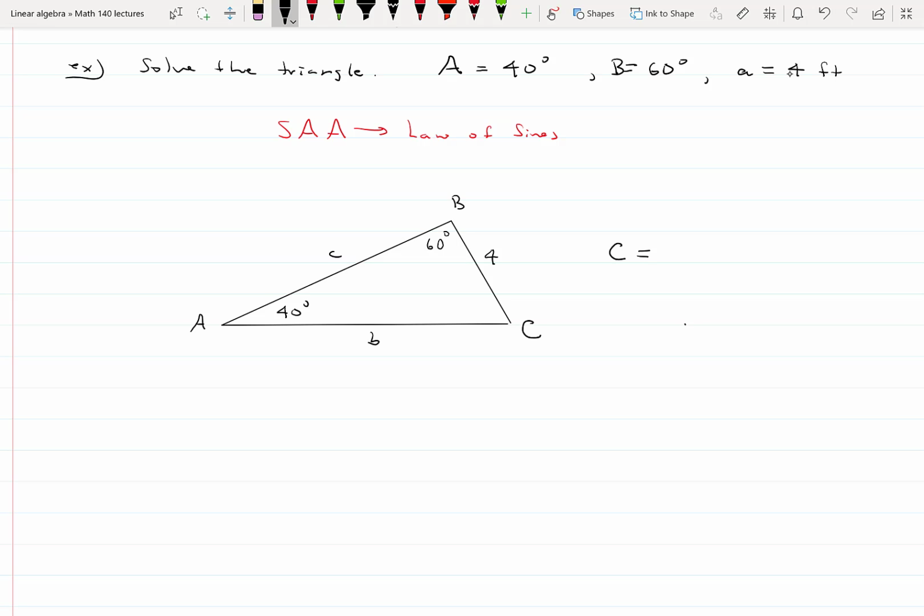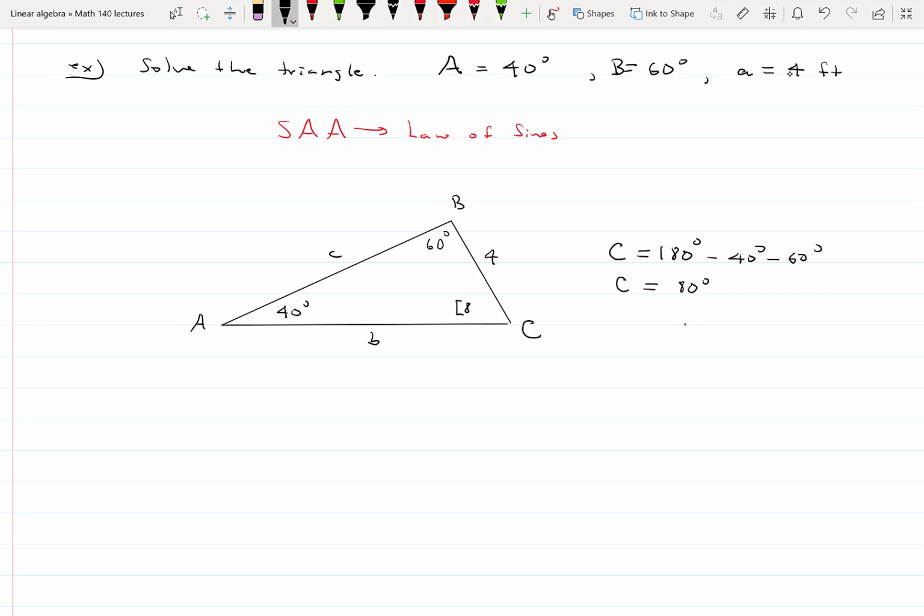Since we're given all but one of the angles in the triangle, C has to be 180 minus 40 minus 60 degrees, and that's 100. So C has to be 100 degrees. Oh, no, C has to be 80 degrees. Sorry about that. Oh, my goodness. I do not know where I got 100. C is 180 minus 100, so C is 80. Sorry about that.